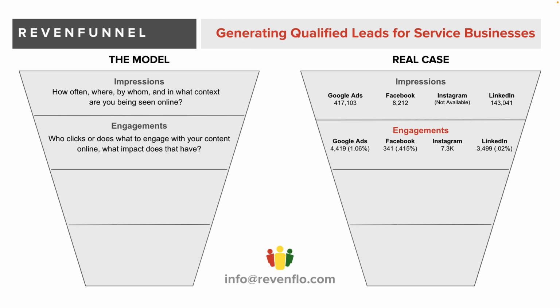In Facebook, we had 341 engagements. In Instagram, 7,000 engagements. And in LinkedIn, we had 3,400 engagements. So in the social spaces, the engagements again look like likes and shares and comments. They don't usually lead directly to a contact, but they can lead to a connection of a person who would then continue to be in your funnel.